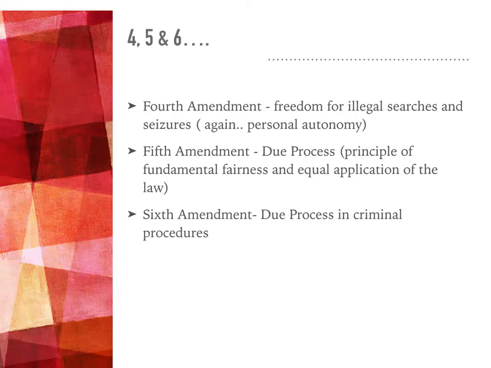For example, in a criminal context, under the 6th Amendment, if you are charged with a crime, you are innocent until proven guilty. You have the presumption of innocence until proven guilty. You also have the right to a trial. And at the trial, you have a right to a jury.